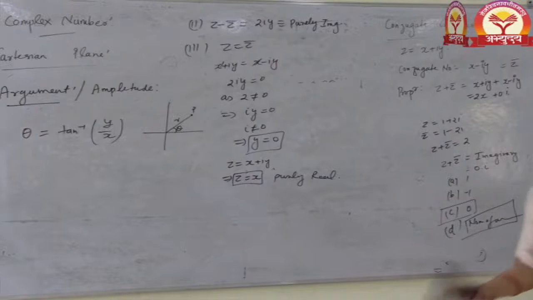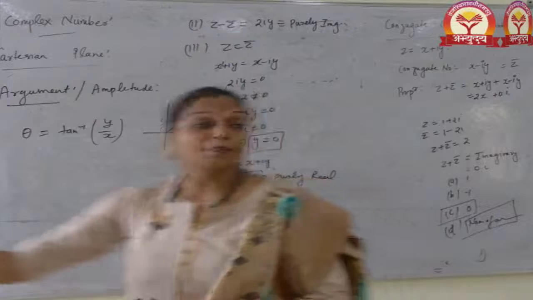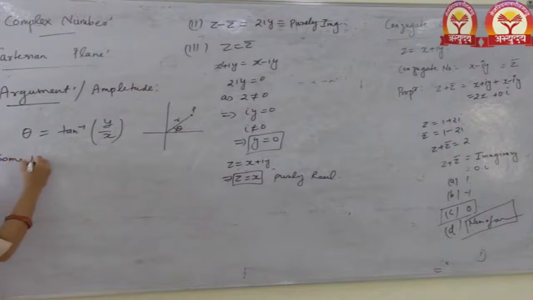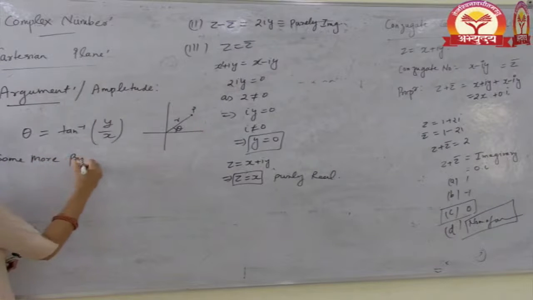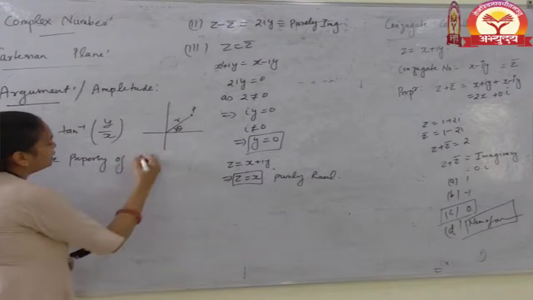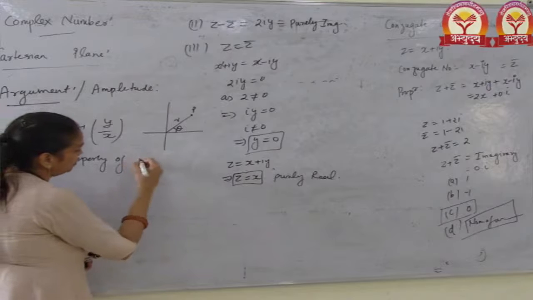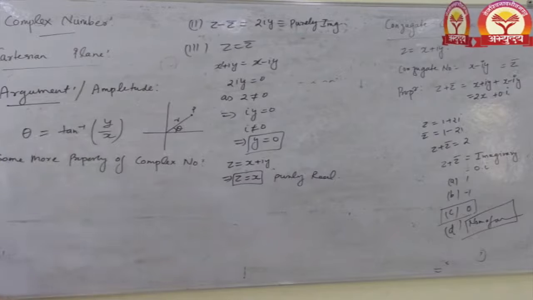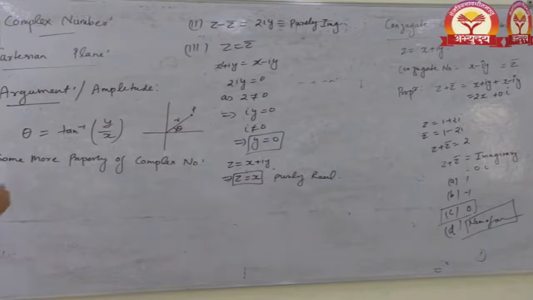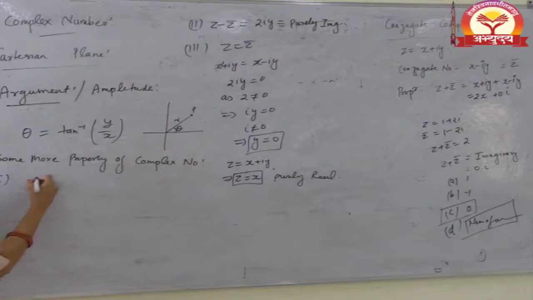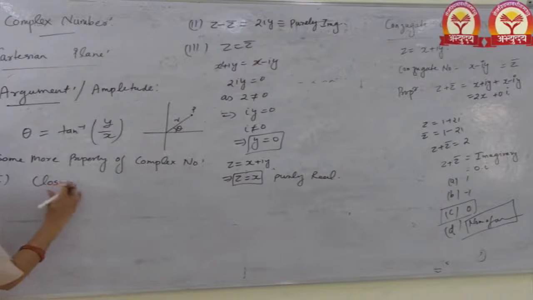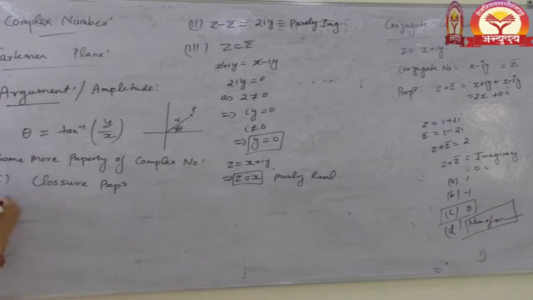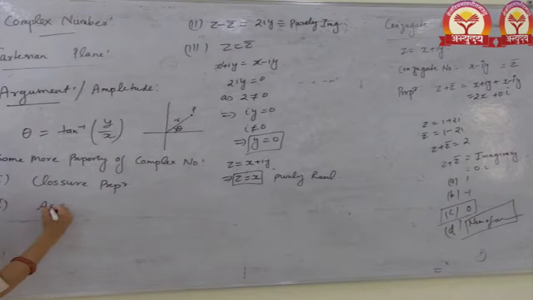Next one is some standard property, like जो आपने सेट थ्योरी में अगर पढ़ रखा होगा तो मुझे बताइएगा. Some more properties of complex number. अगर अभी टाइम नहीं होगा तो जस्ट राइट द नेम हियर. Number 1 is a closure property. Number 2, associative property.